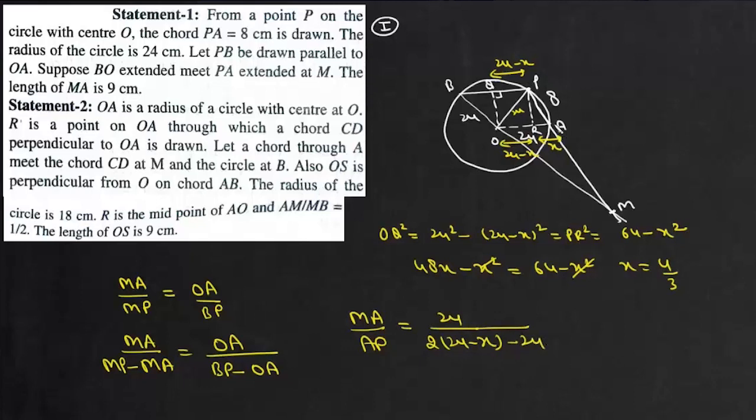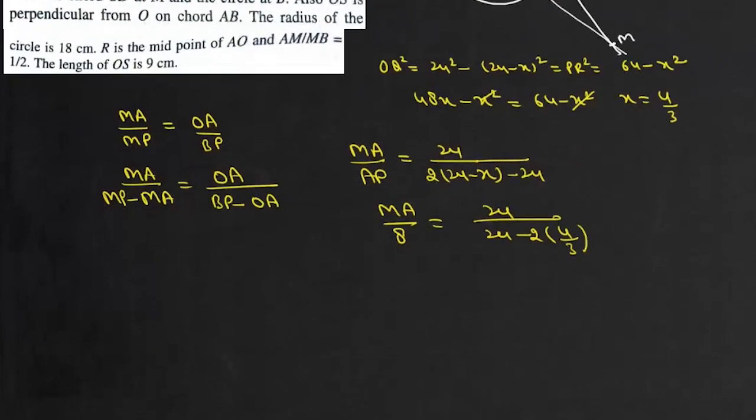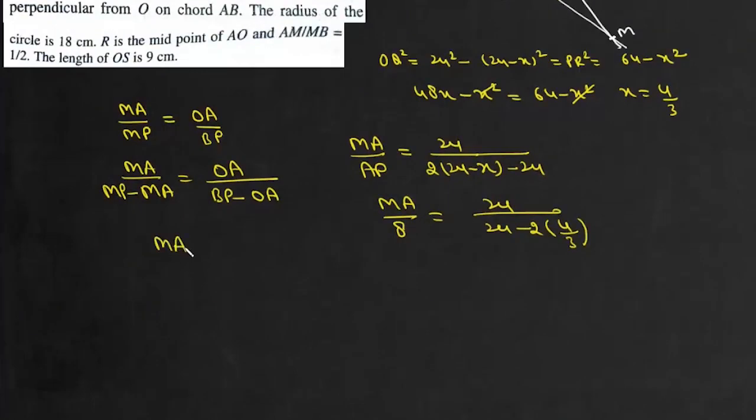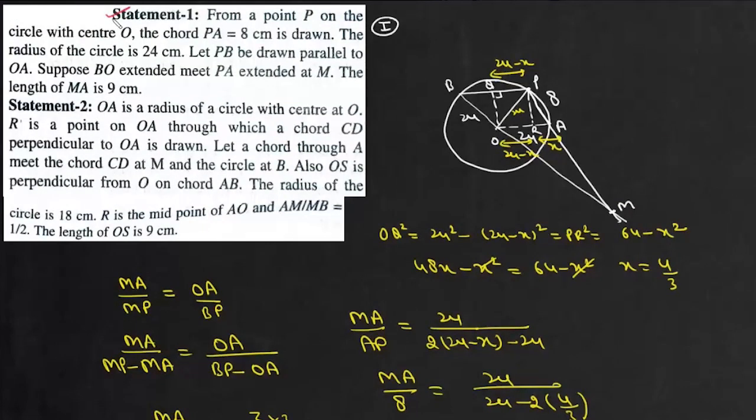Now AP is 8, so we can write MA upon 8 equal to 24 upon, and this is 24 minus 2 into x, and the value of x is 4 by 3. So it will be this MA by 8, and if we divide everything with 8, it will be 3, and then 9 minus 1, 8 into 3. So value of AM is simply 9 centimeter. That means the statement 1 is correct.